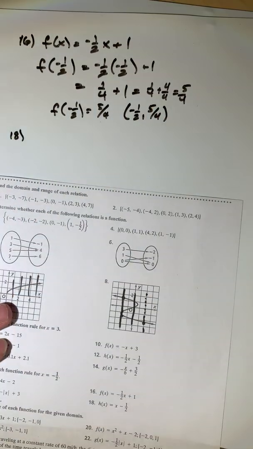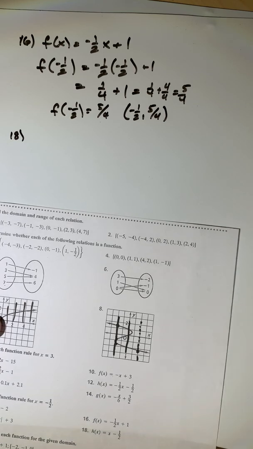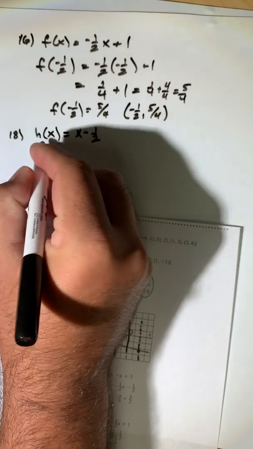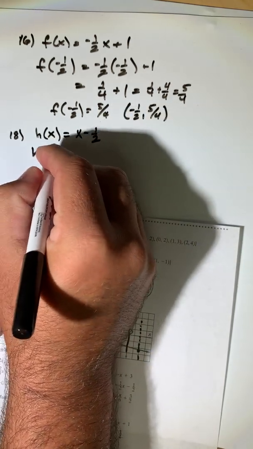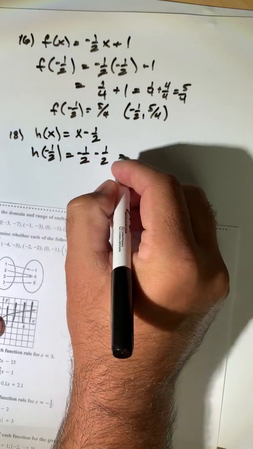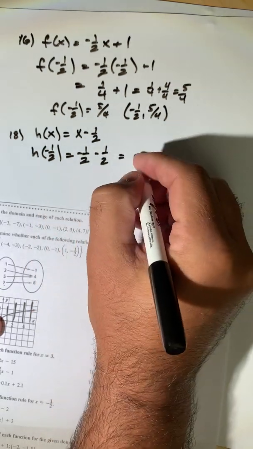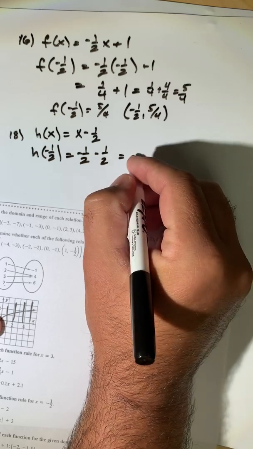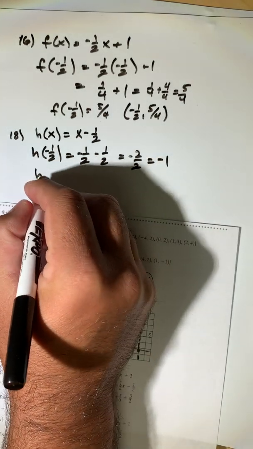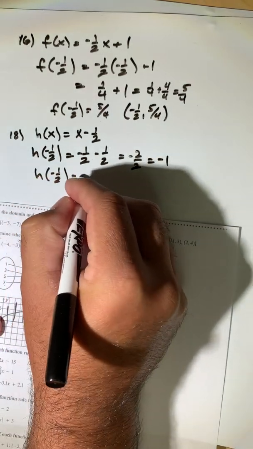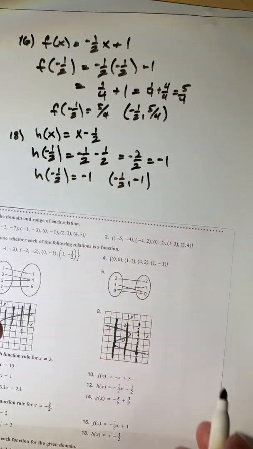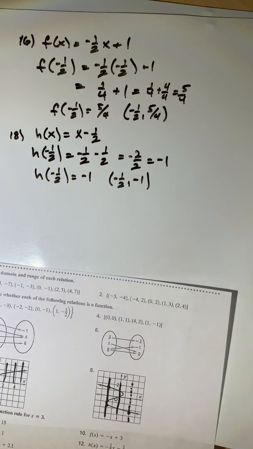Number 18. H of x equals x minus a half. So we're doing h of negative 1 half, the problem told us to do. So that's negative 1 half minus 1 half. Negative a half minus an additional a half is what? Negative 2 halves, which is negative 1. So I've got h of negative a half equals negative 1, or I can write it as negative 1 half comma negative 1. And number 20.